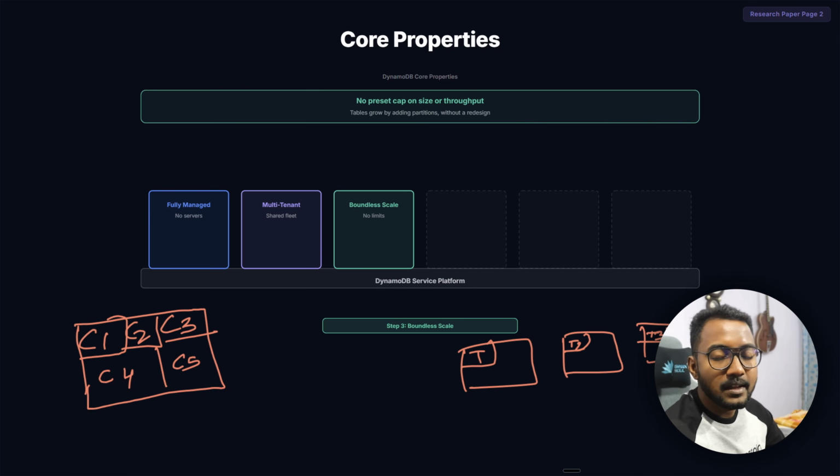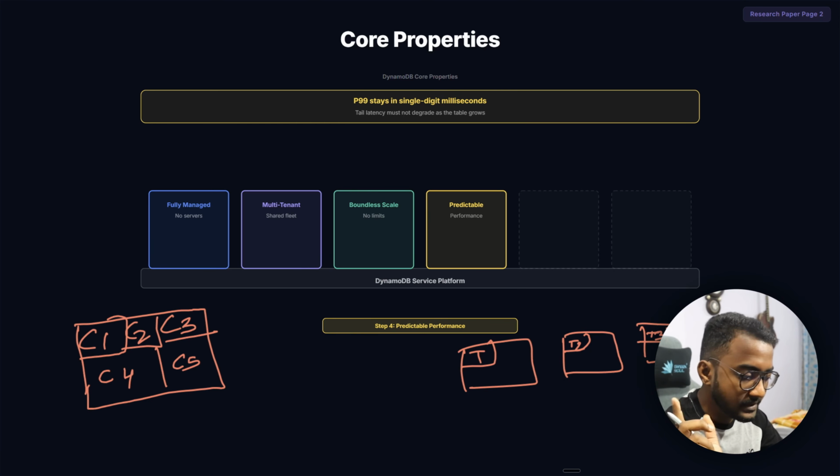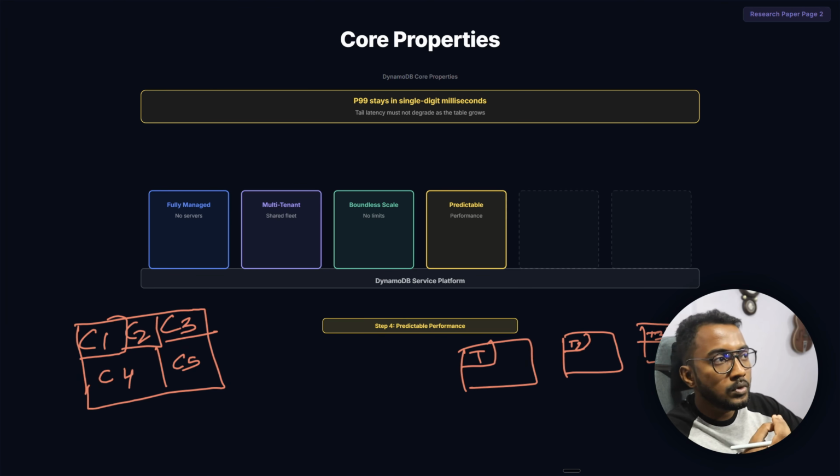Let's talk about the next core property, which is basically predictability of performance. If you remember, I said this word in the first line of the research paper also. What do you mean by predictable? So scale by itself is not enough, right? A system that can absorb enormous throughput will still feel broken if a small fraction of requests becomes extremely slow.